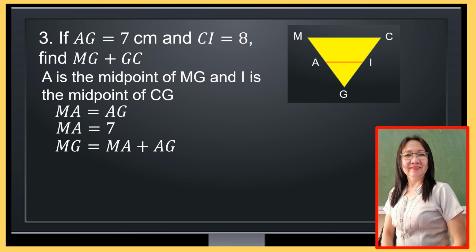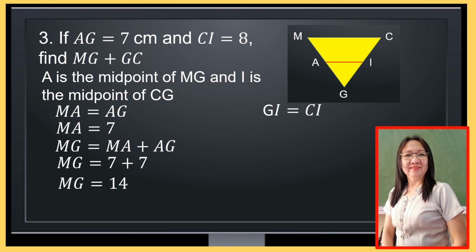Then we can solve that our MG is equal to MA plus AG. And from the obtained value, MG is equal to 7 for the length of MA and 7 for the length of AG. And 7 plus 7 is 14.